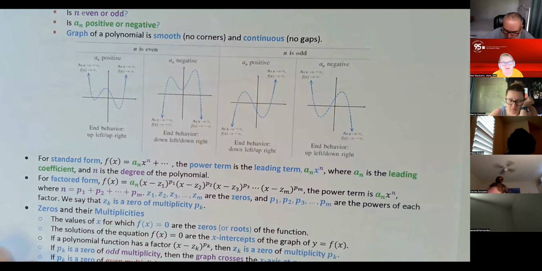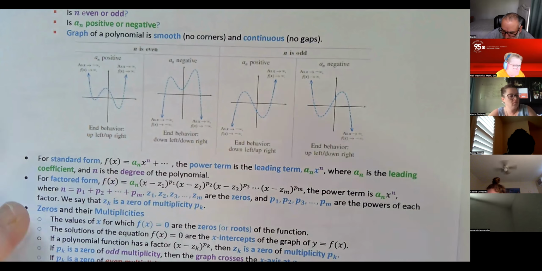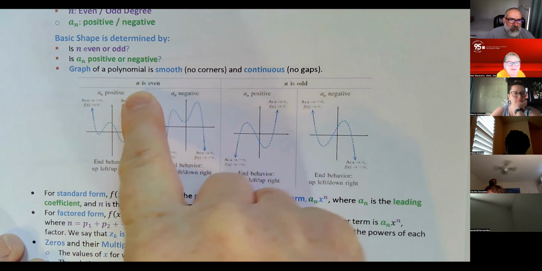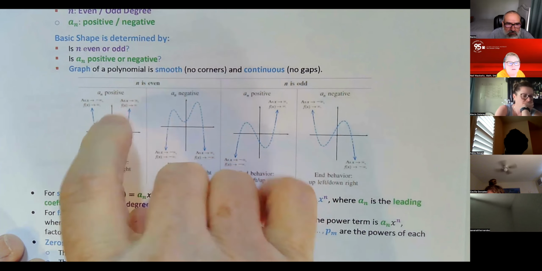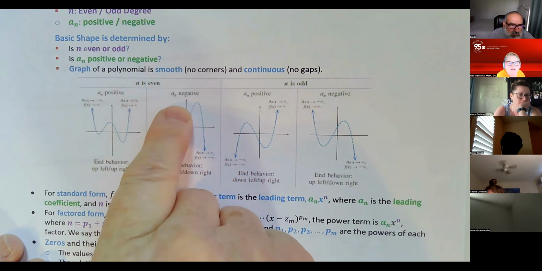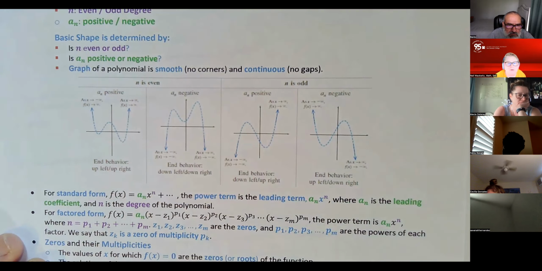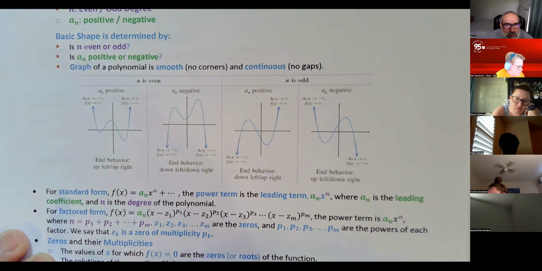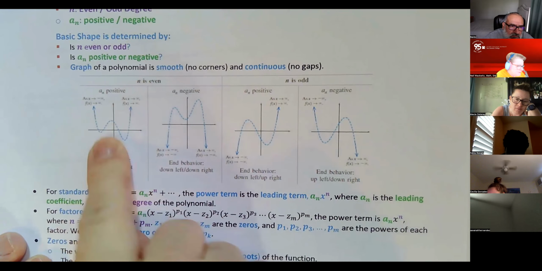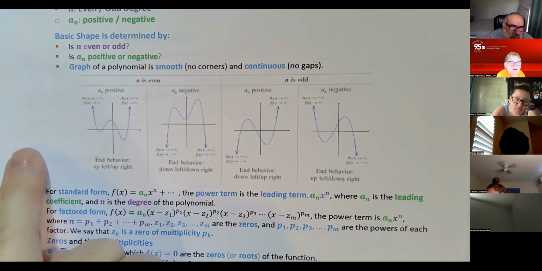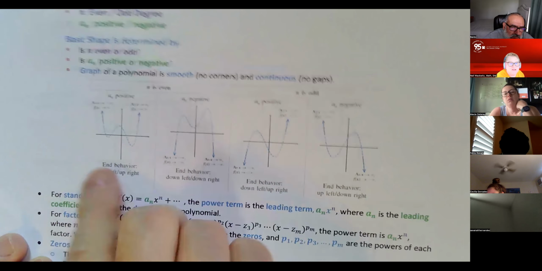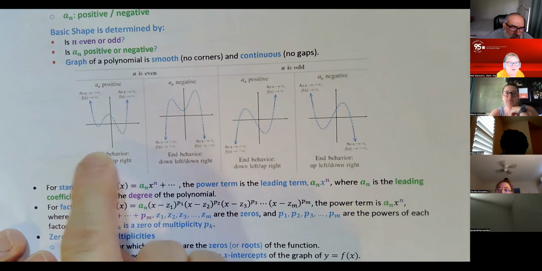This page is a page I've made for everybody. I've printed them all out, so this is something you'll have with you. Let's see. N is even, n is odd. A sub n is positive, negative, positive, negative. So which graph are we looking at? Positive and even. That's right. So we've got positive, even. So our graph is going to be up to the left, up to the right. That's the end behavior, up to the left, up to the right.